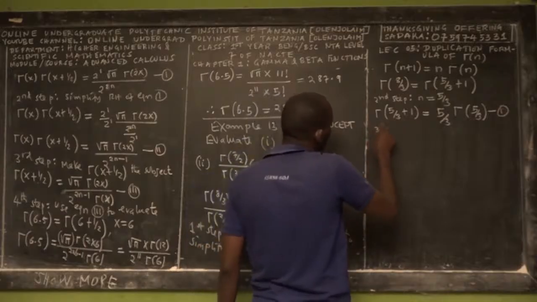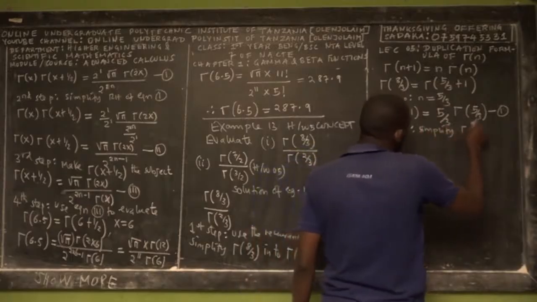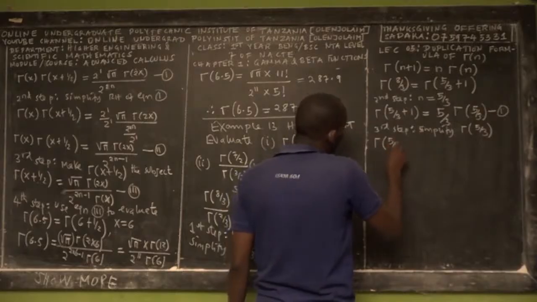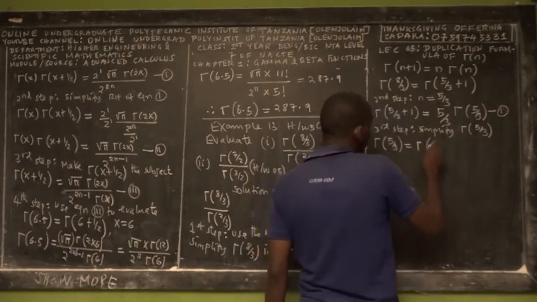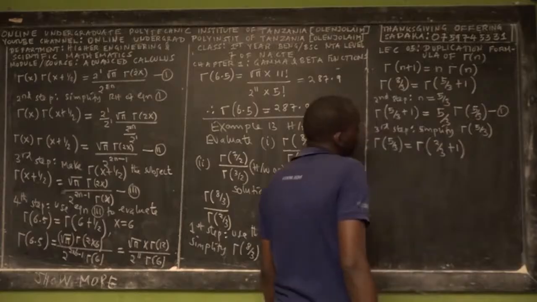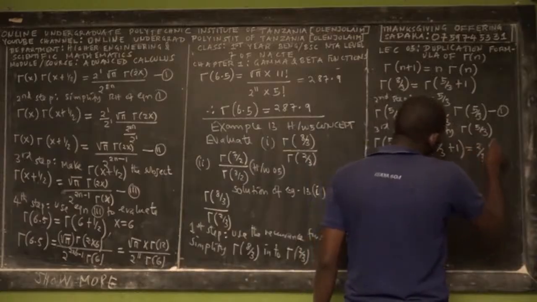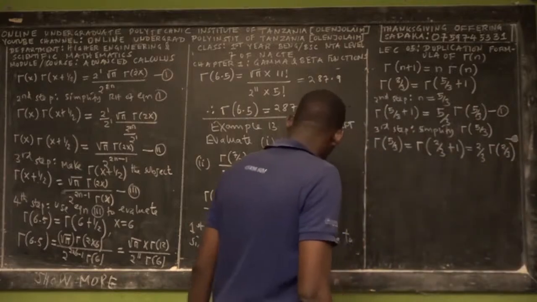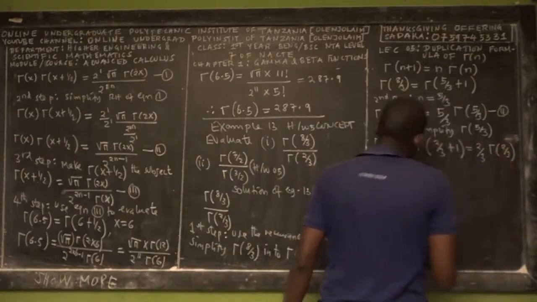So the third step, simplify gamma of 5 over 3 by using the recurrence formula. So gamma of 5 over 3 is equal to gamma of 2 over 3 plus 1. And this, by using the recurrence formula, is equal to 2 over 3 gamma of 2 over 3. This is question 2. Wonderful. This is question 2, and this is question 1.